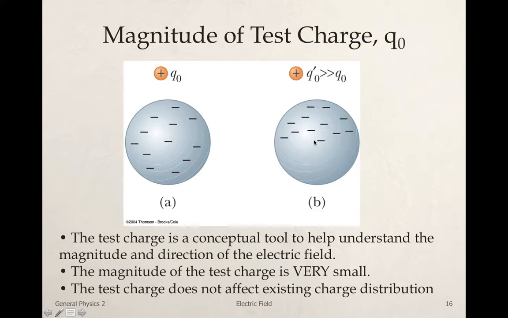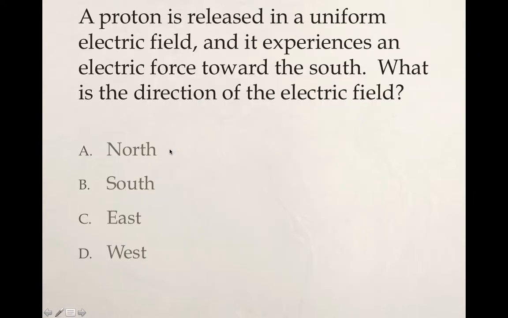Whereas if you look at this one, this test charge is a bigger charge with a larger magnitude, and so it's changed the distribution of the charge. So this would be the example we're talking about: a very, very small test charge with very small magnitude, so it's not going to have any impact on this charge distribution.